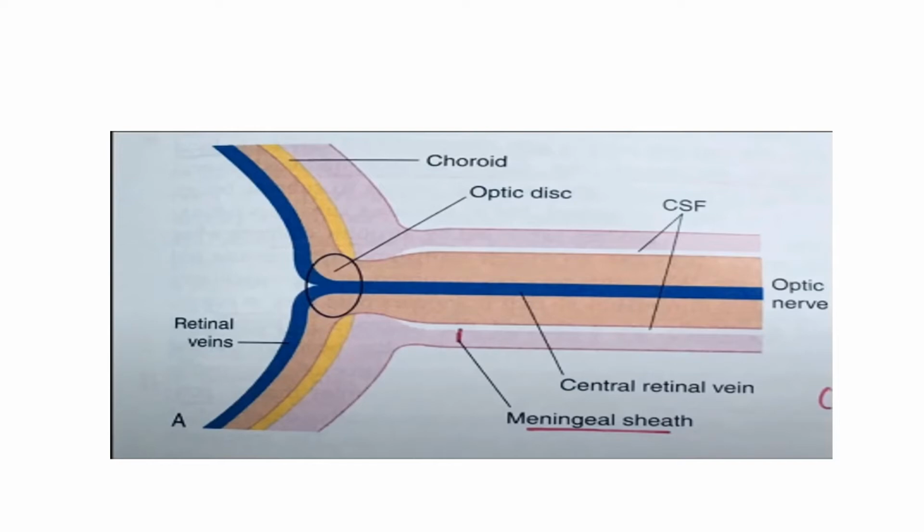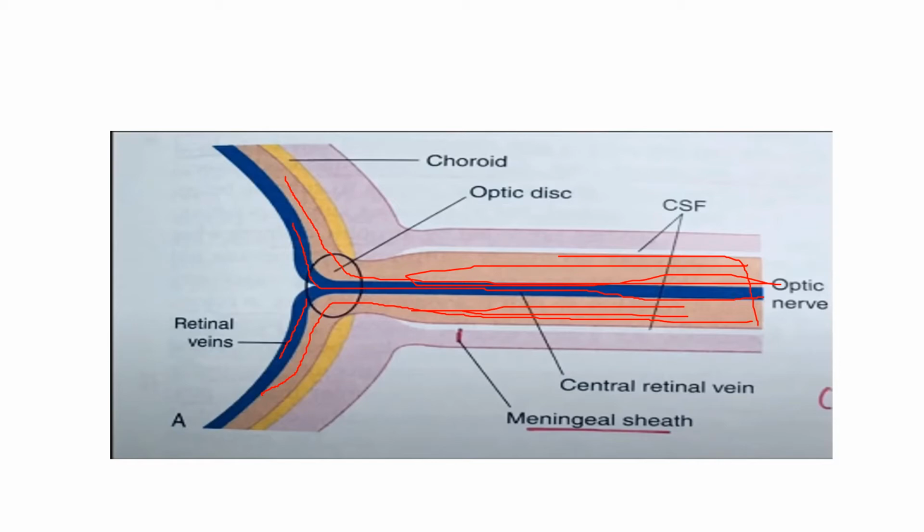So this is the anatomy of the optic nerve. This is the optic nerve, which begins from the retina and goes toward the brain. And in the center of the optic nerve there is a vein. This is the central retinal vein, which also comes to the retina.